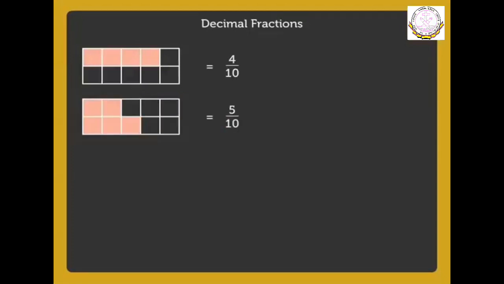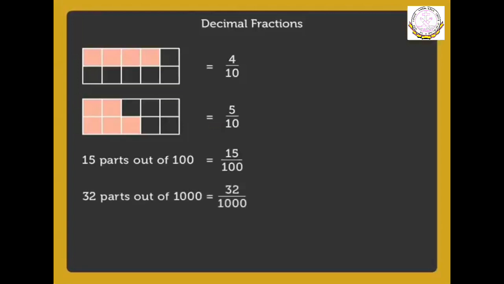Now look at the fraction of 15 parts out of 100. It will be 15 by 100. 32 parts out of 1000, it will be 32 by 1000. So 4 by 10, 5 by 10, 15 by 100, 32 by 1000, they are known as decimal fractions. Why? Because they have 10, 100, 1000 as their denominator.